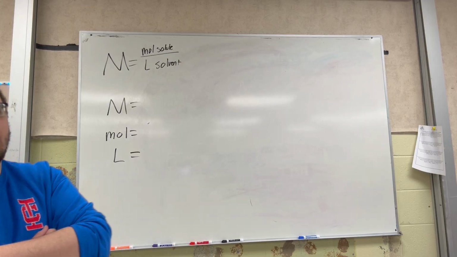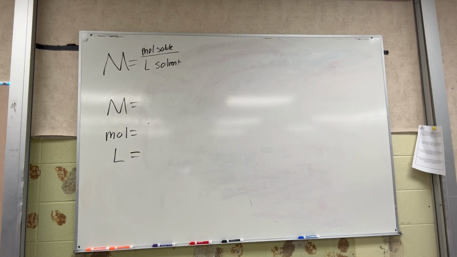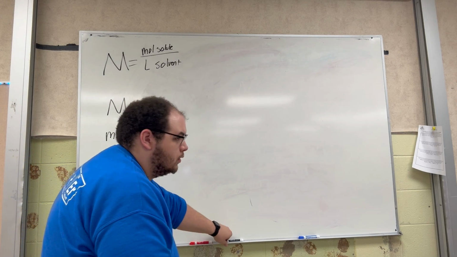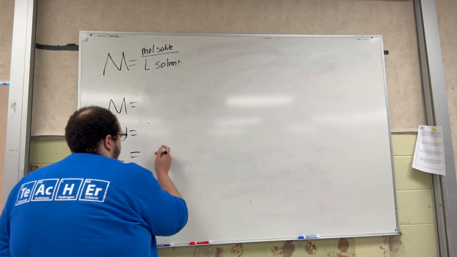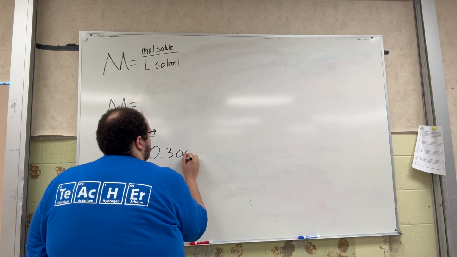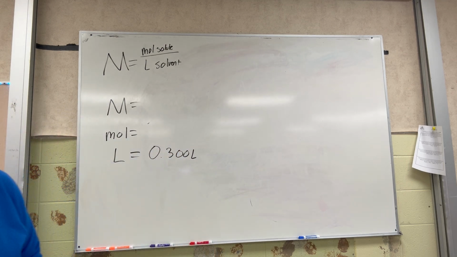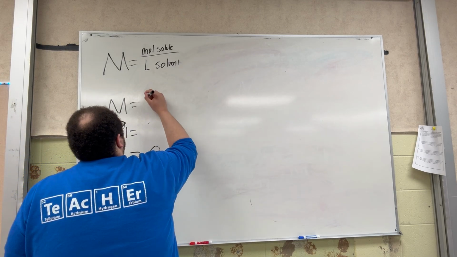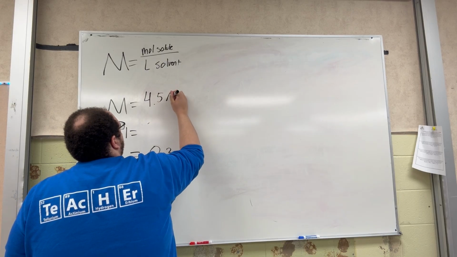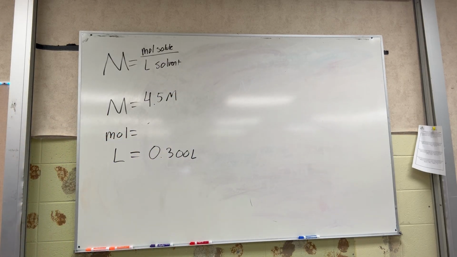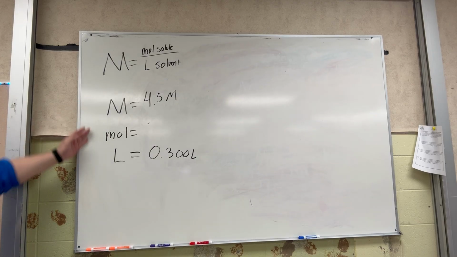What's my first given here? 0.300 liters. Thank you. What's my second given? 4.5 molar. What am I solving for though? Moles. I disagree. Grams. I need grams. But look, the problem's saying I need grams, but there's no grams in my formula.